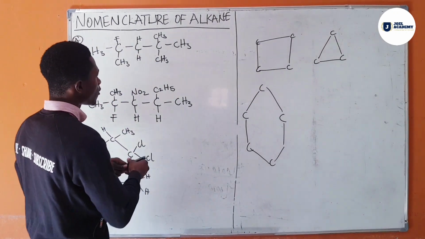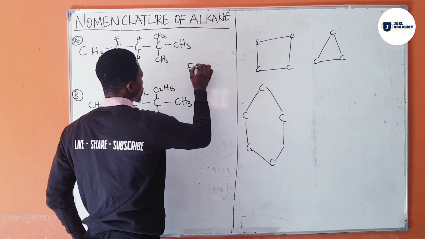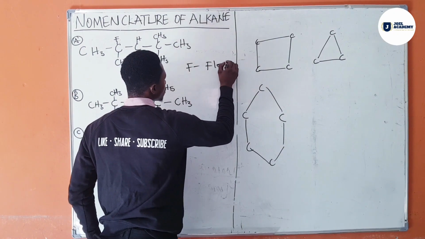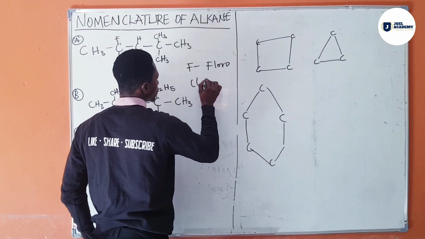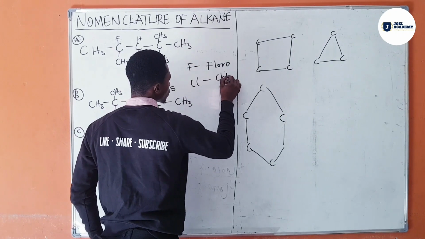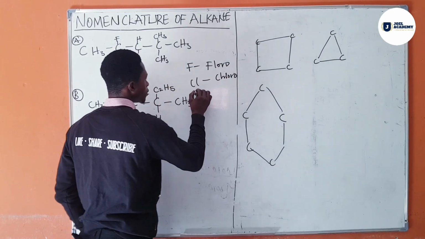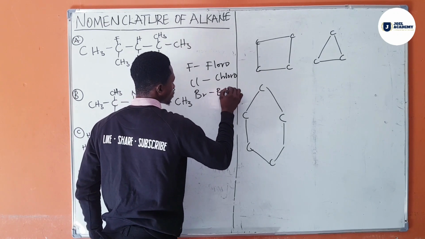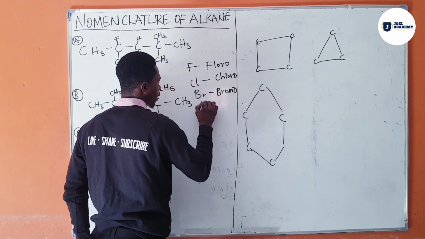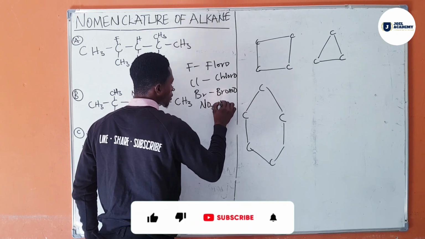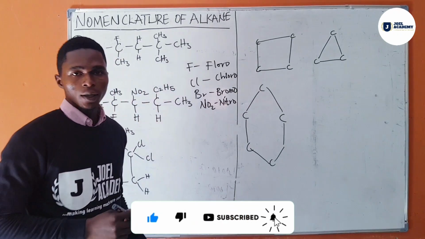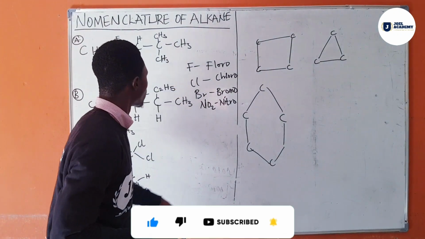Whenever we have fluorine as a substituent, the name we give to it is fluoro. Whenever we have chlorine as a substituent, we call it chloro. And bromine, we call it bromo. And NO2, we call it nitro. So that is the name we'll be giving to each of these kinds of substituents.